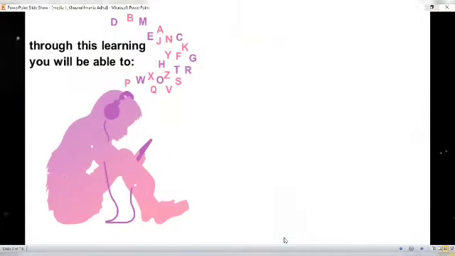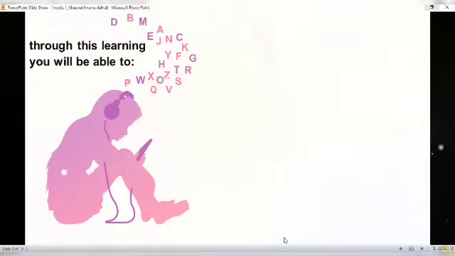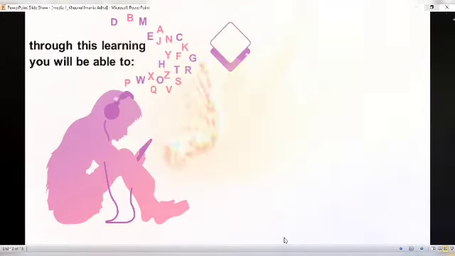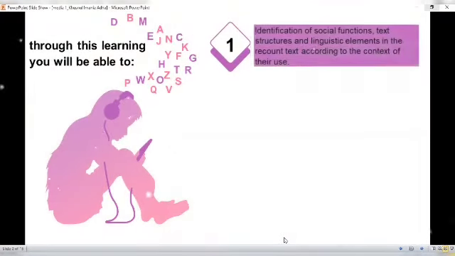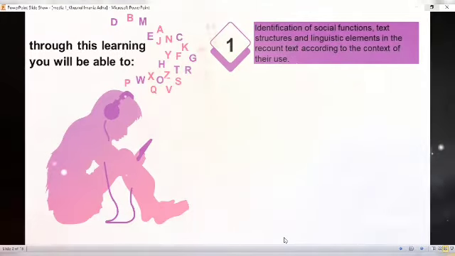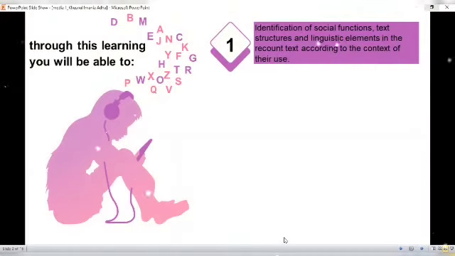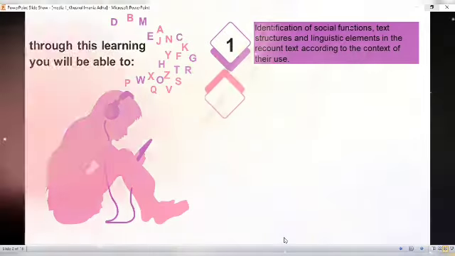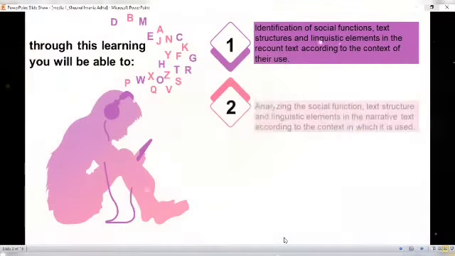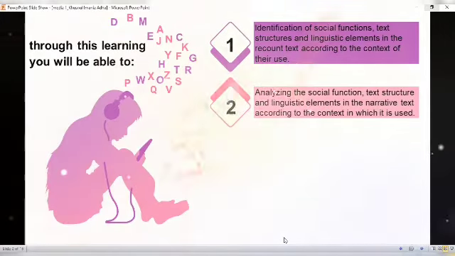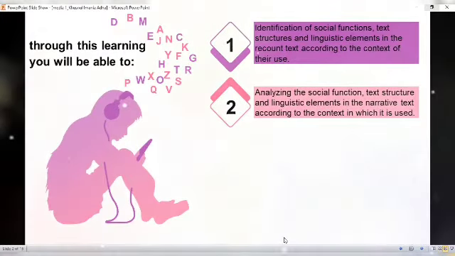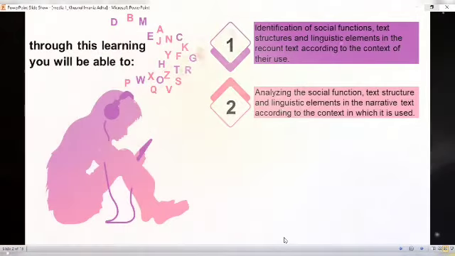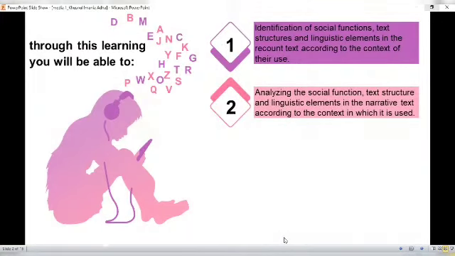So in this learning you will be able to, number 1, identify the social function, text structure, and linguistic features in the recount text according to the context of their use. Number 2, analyze the social function, text structure, and linguistic elements in narrative text according to the context in which it is used.